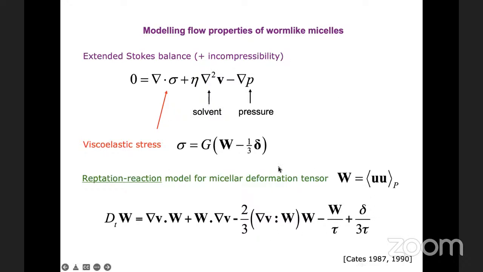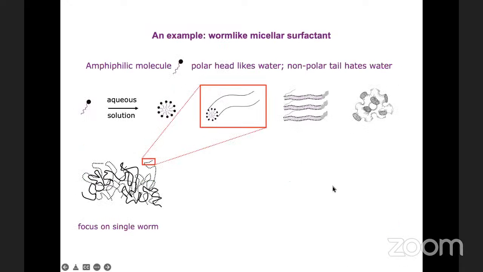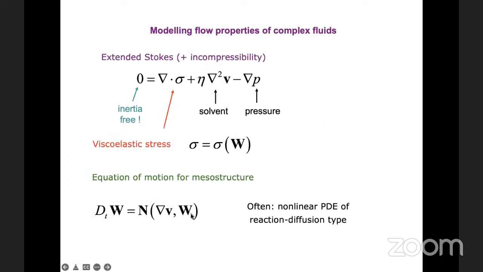And I'm writing this down not with the intention that we should understand all the details. In fact, I haven't recently read all the details here, but simply to illustrate that this now fits into the basic structure of the equation set that I illustrated previously, where you have an extended Stokes equation with a stress from the mesoscopic substructures. You have a solvent term and a pressure term. You also have the divergence of the velocity being zero, the incompressibility.